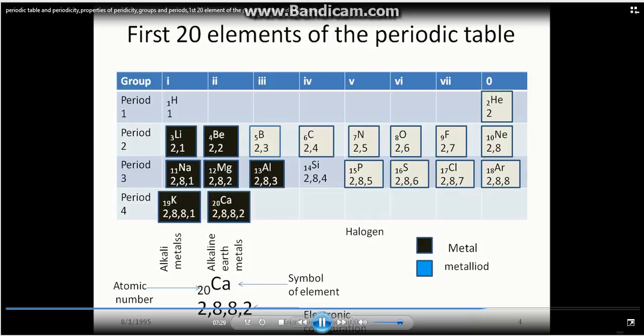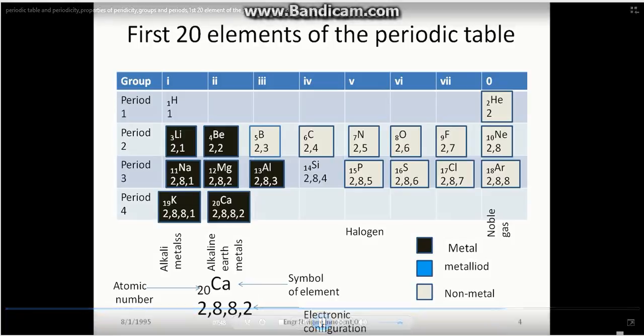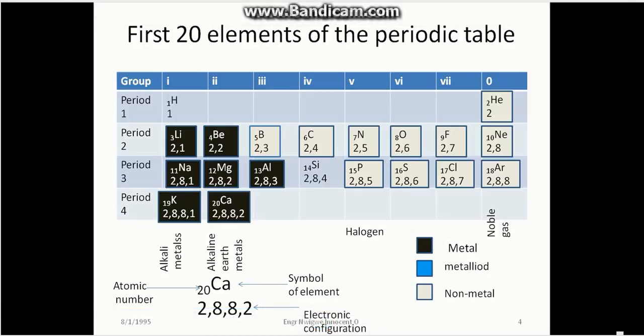Then this 20 represents the atomic number. The Ca, or calcium, represents the symbol of the element. 2, 8, 8, 2 represents the electronic configuration. The black represents the metals. The blue represents the metalloids, while the white represents the non-metals.